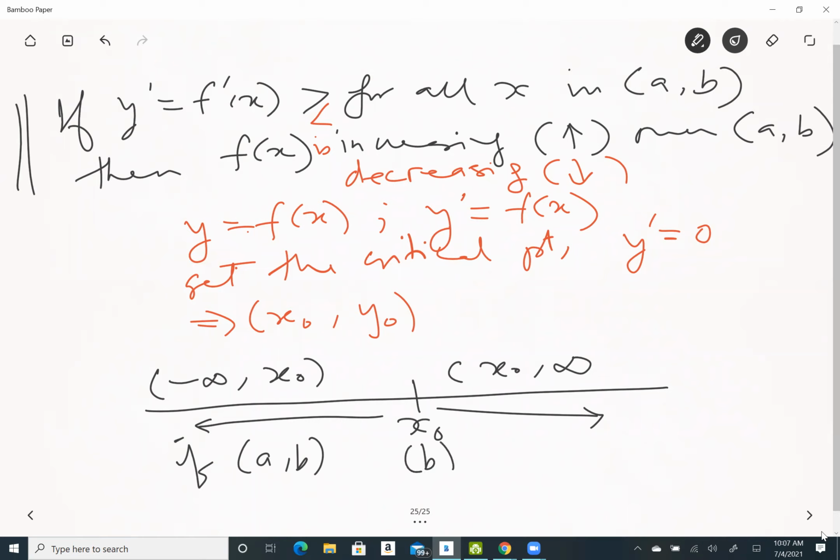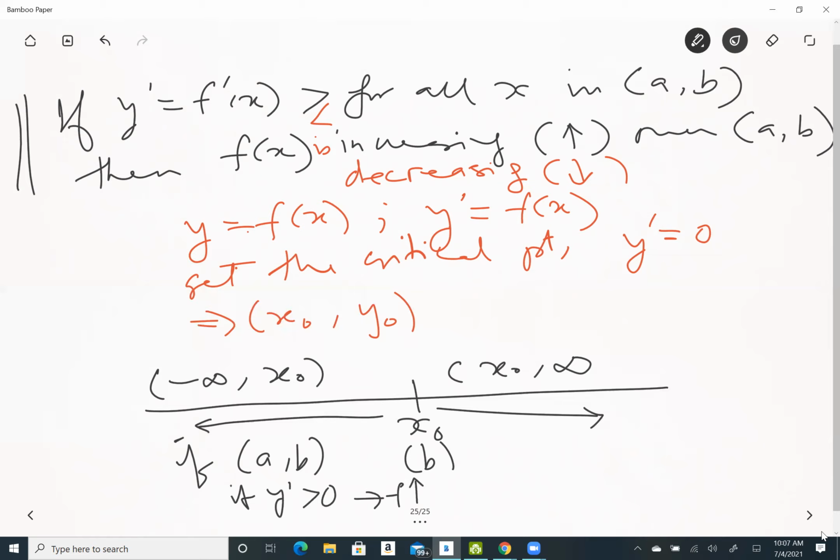For example, to make the statement consistent, if you have this interval AB, and y prime is positive in that interval AB, then you say f is increasing in that interval. And if over this interval AB, y prime is negative, then the function is decreasing.